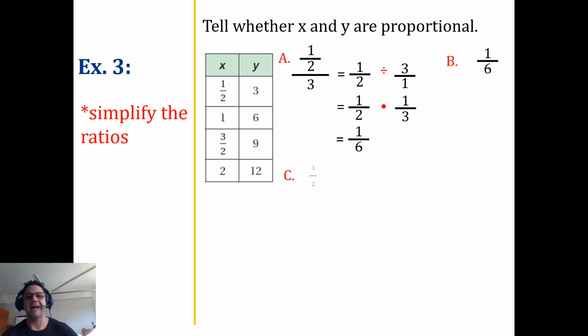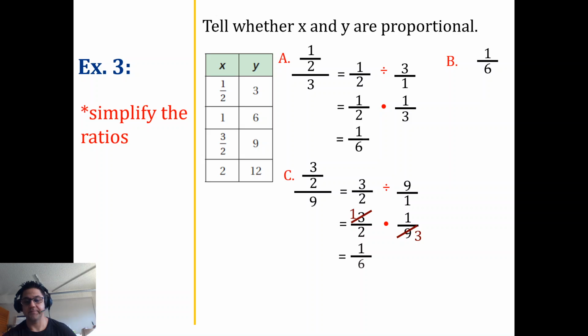So for the next one, we got 3/2 divided by 9. So it's actually the same setup as A. So 3/2 divided by 9 over 1, excuse me, which is really 3 halves multiplied by 1 over 9. And then we look for cross canceling. So the 3 and the 9 can cross cancel. And what do you know? It does give me 1 over 6.